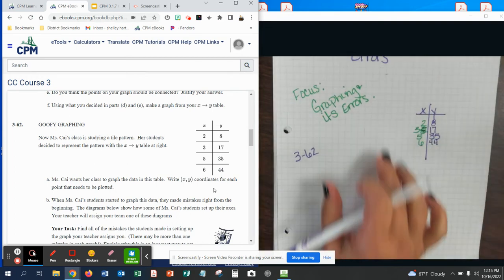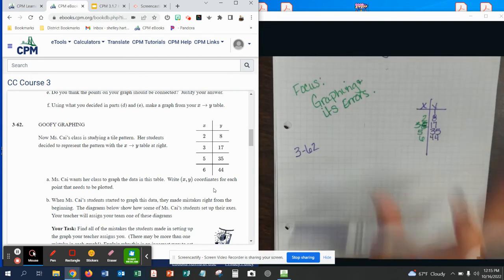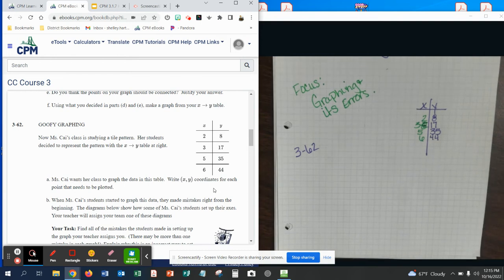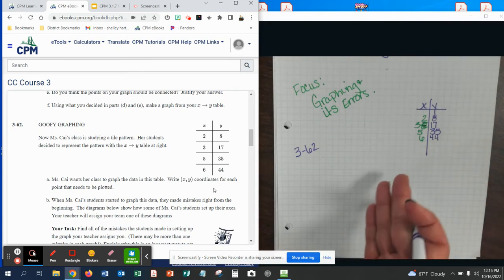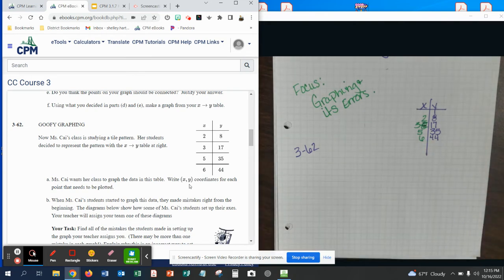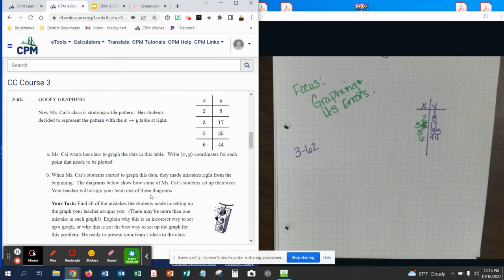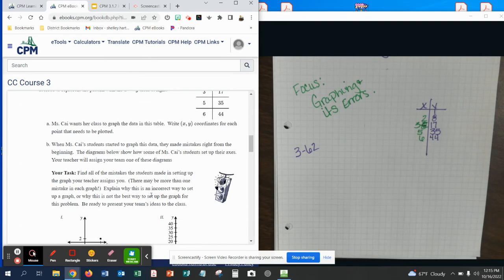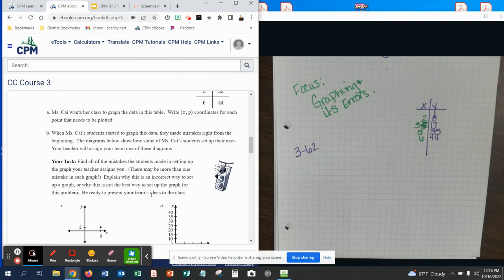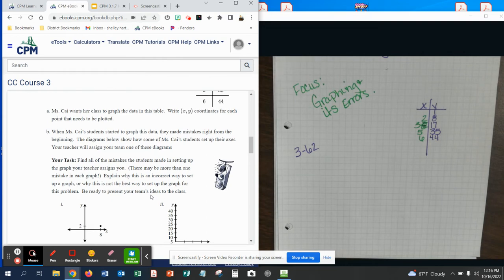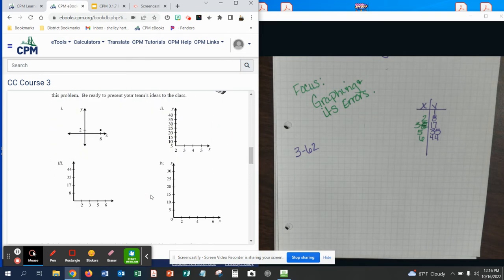All right, so this is what they're supposed to be graphing. Here's how the word problem goes. Ms. Kai's class is studying a tile pattern. Her students decided to represent the pattern with an X and Y table at the right. Ms. Kai wants her class to graph the data on this table. Write the X and Y coordinates that need to be plotted. So your task is to find their mistakes.